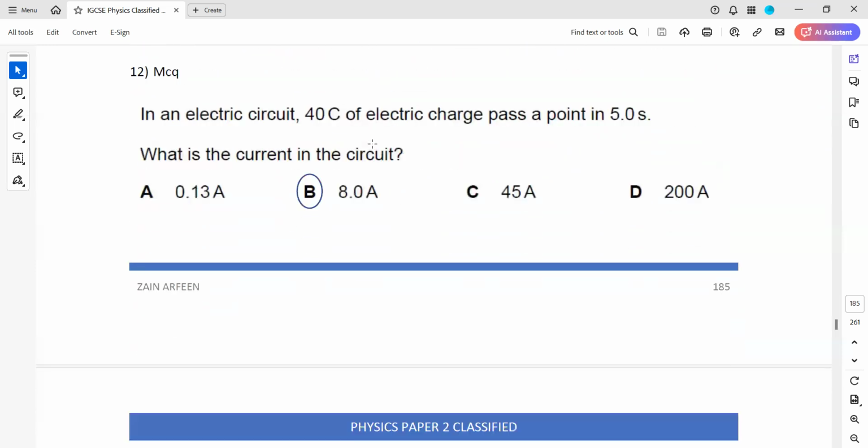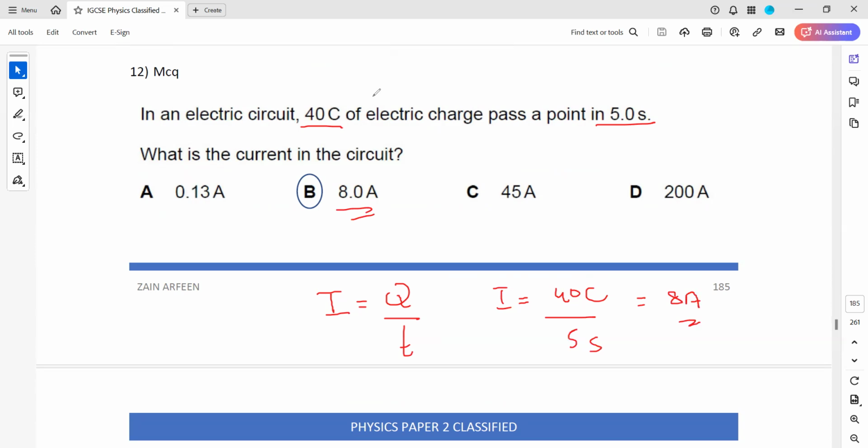In question 12, in an electric circuit, 40 coulombs of electric charge pass through a point in 5 seconds. How to find the current? We have the formula that current is charge divided by time. How much charge flows through? That's 40. And how much time does it take? That's 5 seconds. So 40 divided by 5 is equal to 8. And the unit of the current is ampere. So 8 amperes, C will be the right answer.